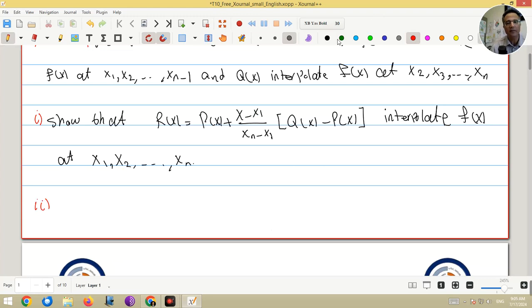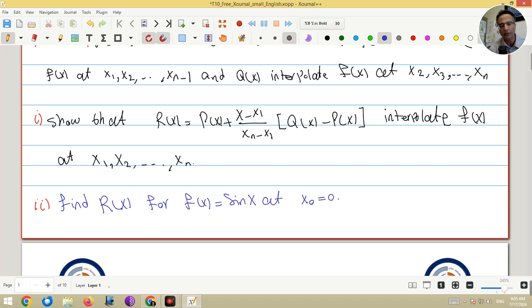And the second one, I want to find r of x for f of x equal to sine of x at 3 nodal points. Let me try to write with the same notation as the problem: x1 equal to 0, x2 equal to pi over 6, and x3 equal to pi over 2.